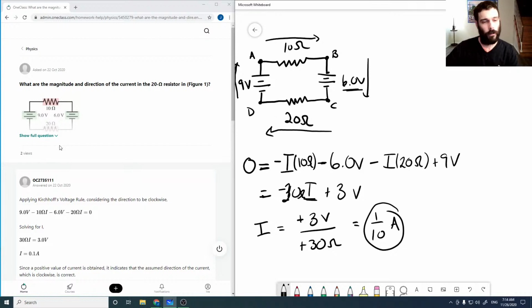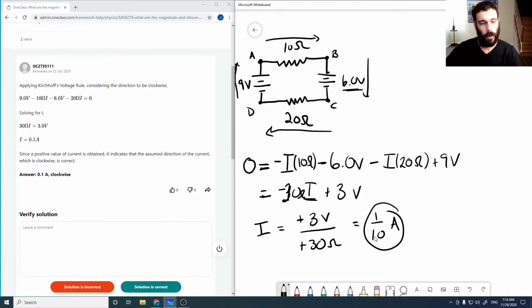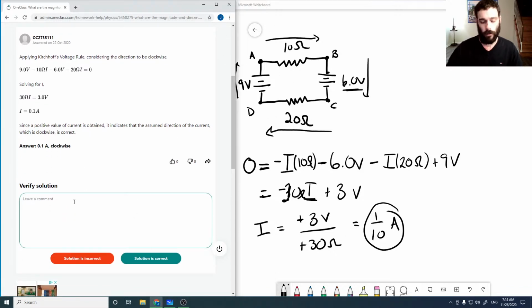Okay, so looking at the solution here, applying Kirchhoff's rule, we get this equation, assuming a clockwise flow. We could solve for I, which gives us 0.1 or 1 over 10. And since it's positive, our clockwise assumption is correct. And so that's what we get. And so the solution is correct.